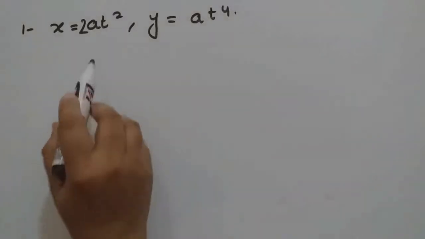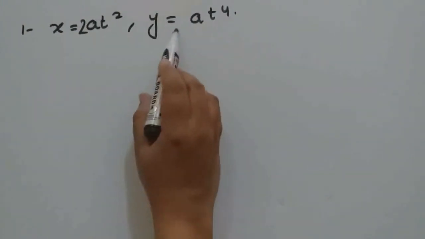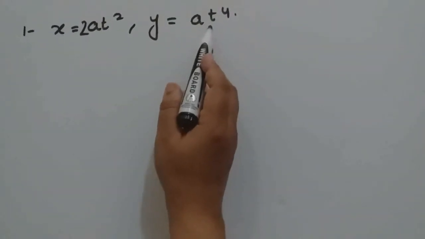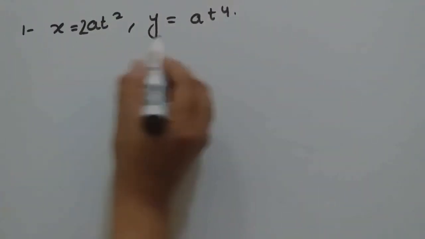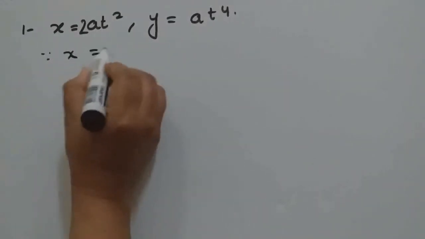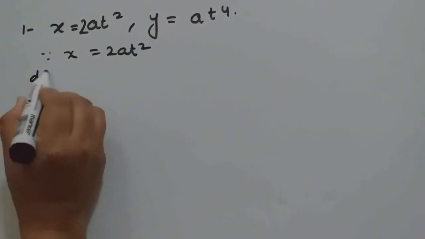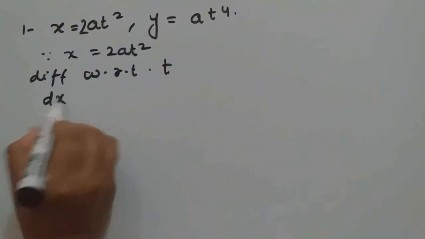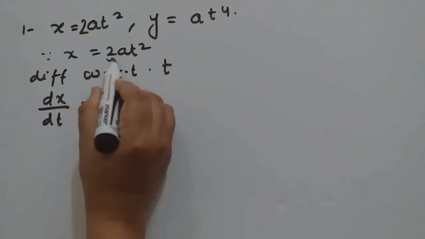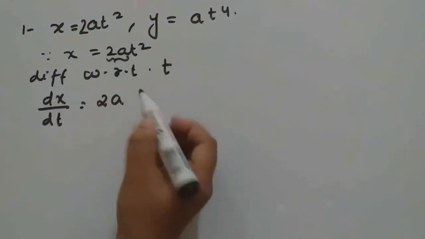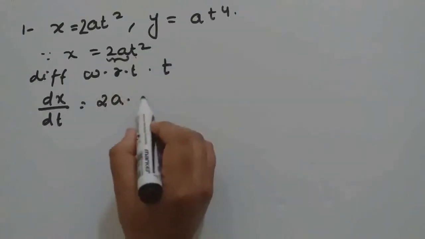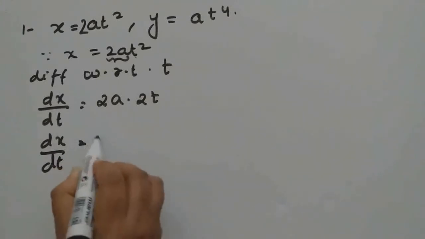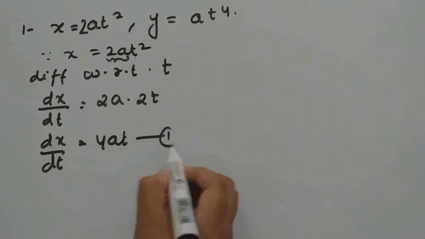Question 1, x is equal to 2at square, y is equal to at raised to 4. So x is a function of t and y is a function of t. So what we will do here, since x is 2at square, we differentiate with respect to t. That means dx by dt. Now 2a will be a constant coefficient, so we can write that as it is. T square means power rule, so 2t will come. So dx by dt will be 4at, equation 1.